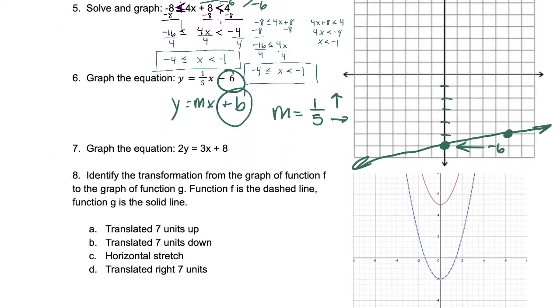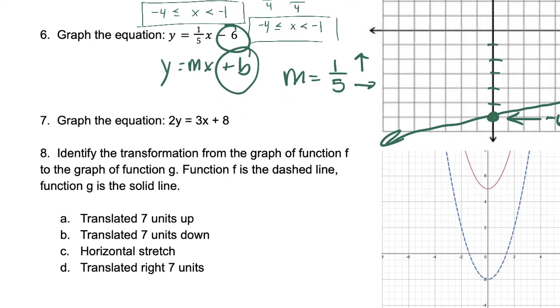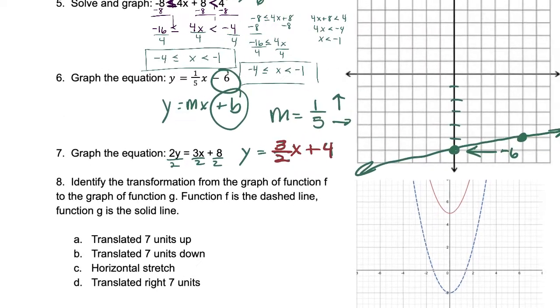Number 7, we'll graph that one right on there with it. Let's see here. This one's got 2y, so we're going to have to divide everybody by 2, so we're in slope-intercept form. 3/2 x. And 8 over 2 is just 4. So let's do him in red so he stands out on the graph. So our y-intercept is 4.